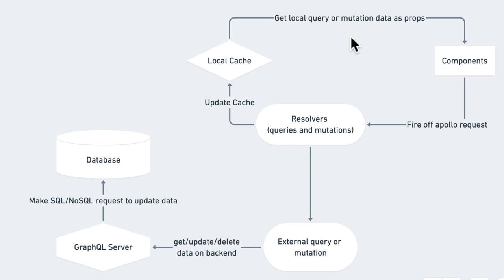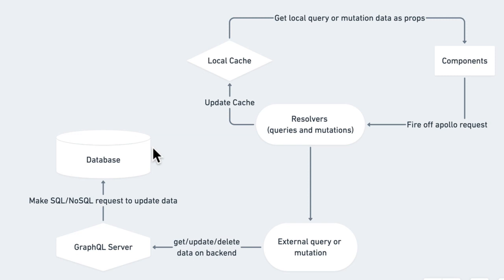Now, a query, as we know, is a way for us to request data from our backend. But the way that Apollo has it set up is that you would make the exact same query request for any data on your local cache. So you can almost see it as if you have two places where there's data. You have a local cache and you have your backend database.